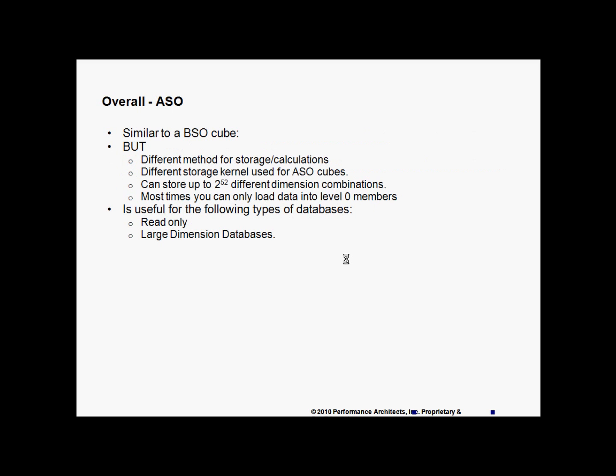Overall, aggregate storage option. Similar to a block storage option cube, but there's a different method for storage calculations, and a different storage kernel is used for ASO cubes, which is optimized for aggregation. It can store many different dimension combinations. Most times you can only load data into level 0 members. So aggregate storage option cubes are very useful for read-only databases and large dimension databases.